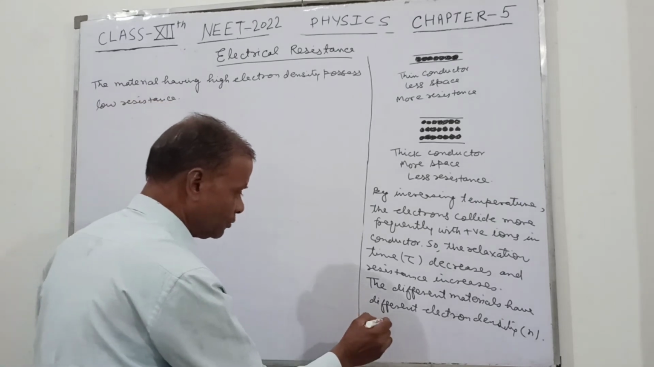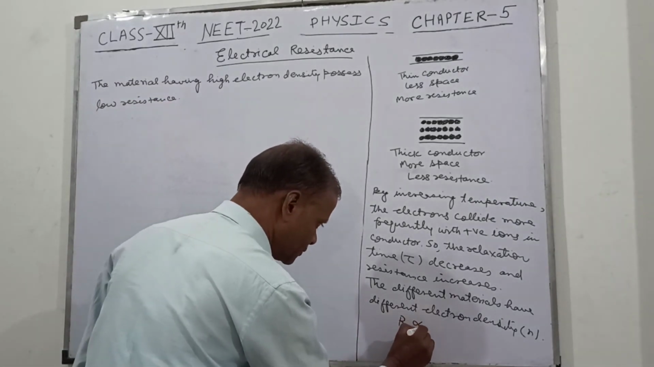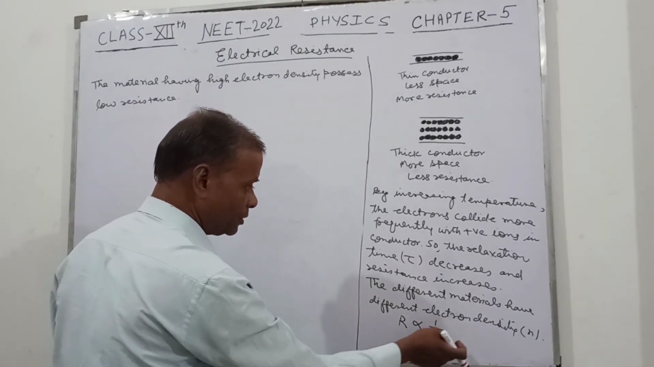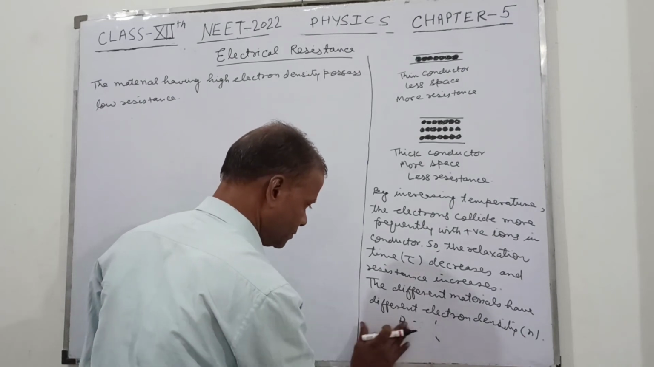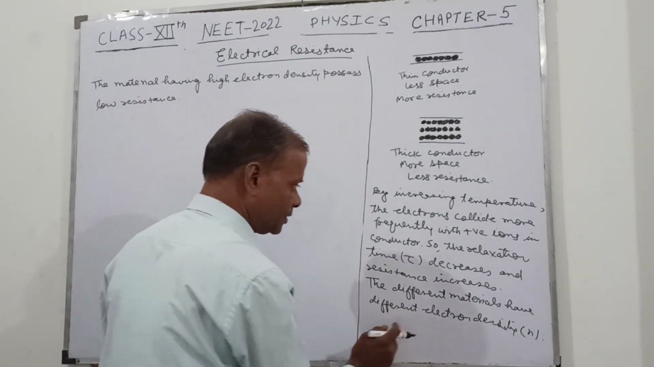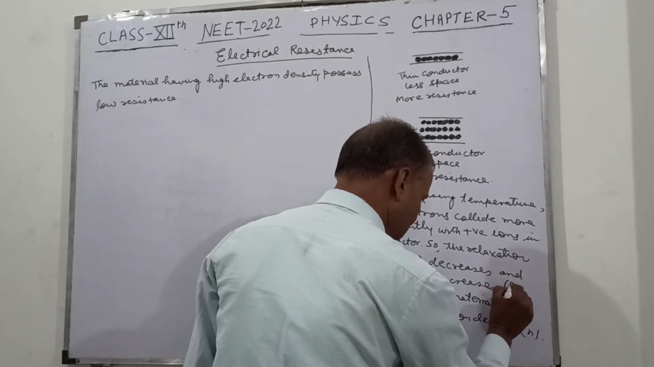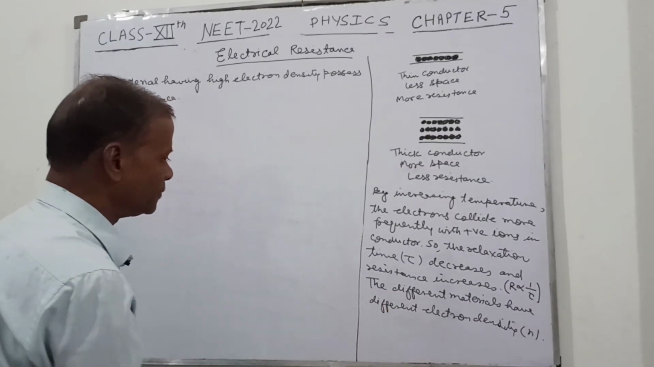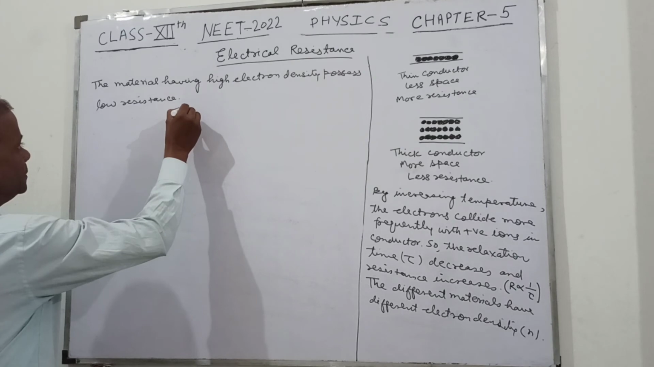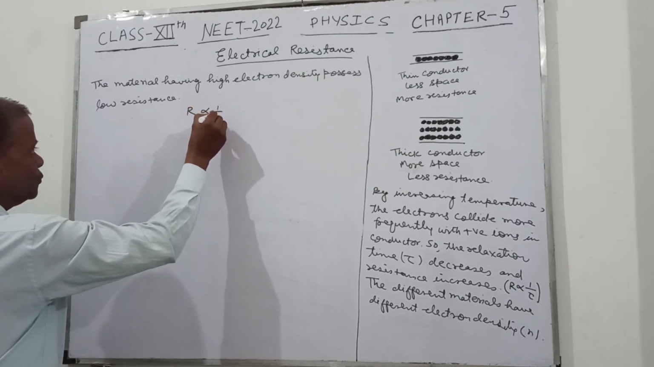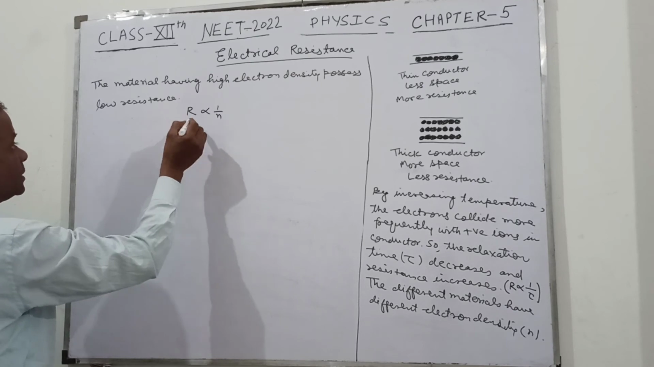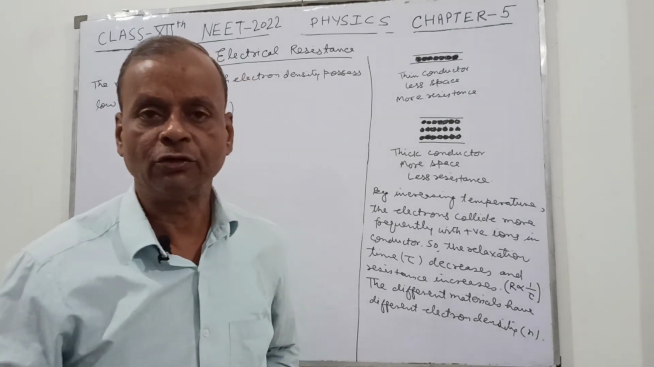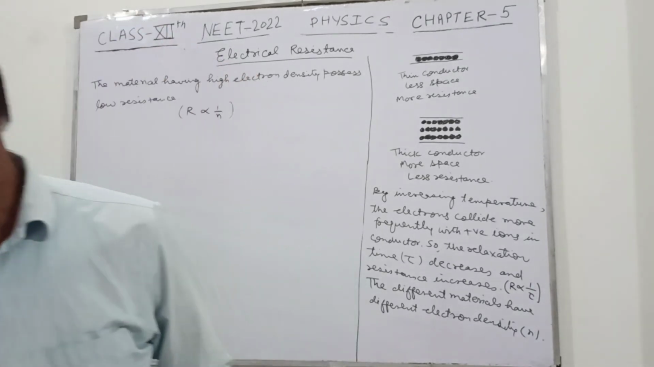So in the case of temperature, we have R is proportional to 1 upon tau. And in the case of material, we have R is proportional to 1 upon n. This is the relationship between R and n.